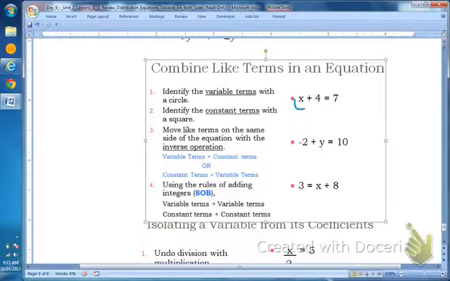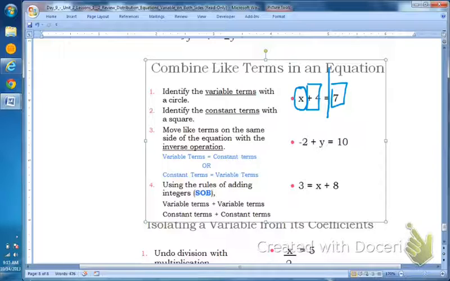So our x gets a circle, and that's a positive 4 here. My pen went over the positive sign again. Positive 4 gets a square, and the 7 also gets a square. All right, so what are my like terms in that equation? 4 and 7. I know I need to combine them, but the problem is that they're on opposite sides of the equation. When I say opposite sides, use that equal sign as separating your left-hand side and the right-hand side. Some of you might draw a line right down the middle of that equal sign, so you know the difference between the left and the right of your equation.